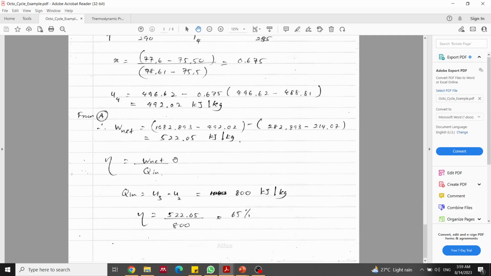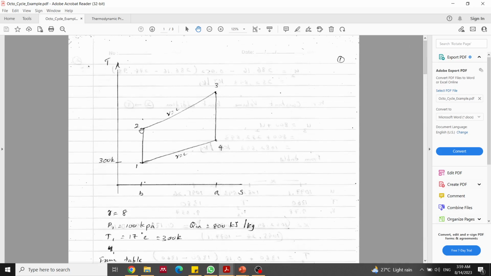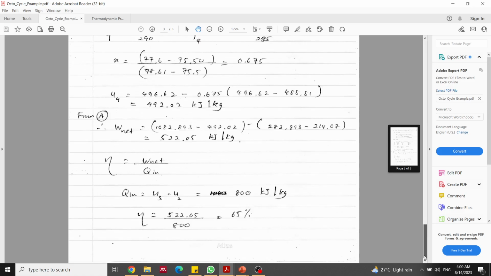Eta is equal to W net over Q in. So we know Q in is U3 minus U2, right? That is the constant volume heat addition process. Okay, let me go back and see. So this is the constant volume heat addition process. This is the Q in, this is the Q out, right? We are not interested in Q out. The Q in is the value we need, therefore U3 minus U2. Also we know Q in is 800. This is given, so you don't need to put the value here. You already know because it is given in the example details. If we apply this value, we get 65% efficiency, right?